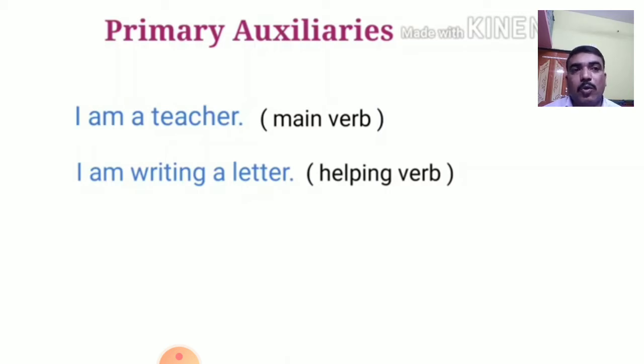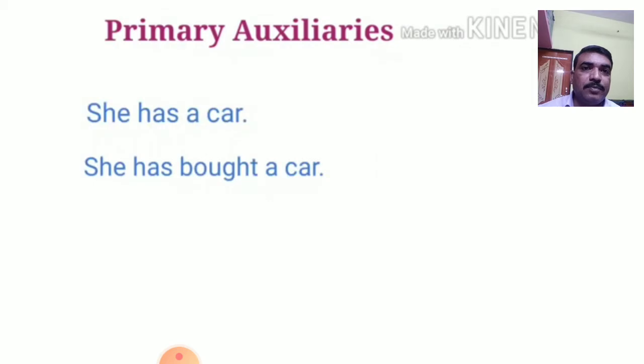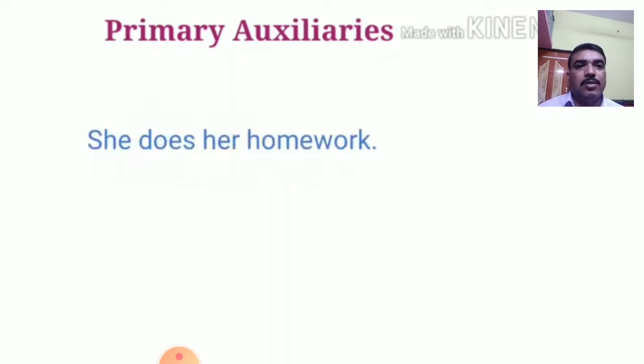You can see in both the sentences. I am a teacher. Here the primary auxiliary am is playing the role of main verb, and in I am writing a letter, it is playing the role of helping verb. She has a car. She has bought a car. Another example of this primary auxiliary, has, which is in the first sentence used as a main verb, and in the second sentence, she has bought a car, playing the role of helping verb. When it comes with the main verb, bought or any verb, it plays the role of helping verb.